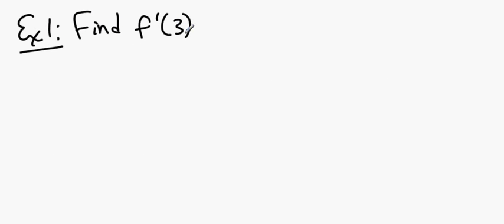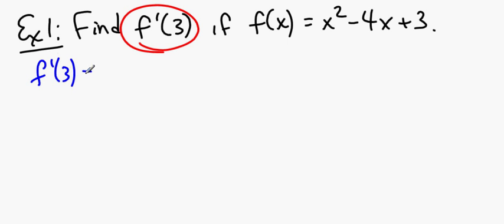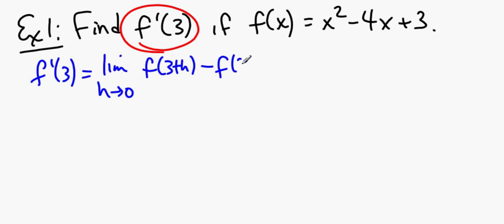Find f prime of 3 if f of x is x squared minus 4x plus 3. Now, what do we mean by f prime of 3? We mean the slope of the tangent line when x equals 3, or the slope of the graph when x equals 3, or the rate of change when x equals 3, or the derivative at 3. So, let's do this. F prime of 3, by definition, is the limit as h approaches 0 of f of 3 plus h minus f of 3 over h.